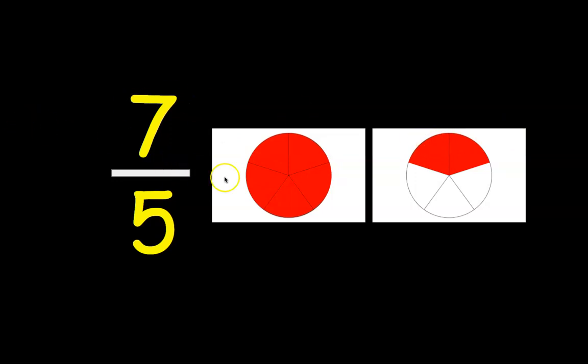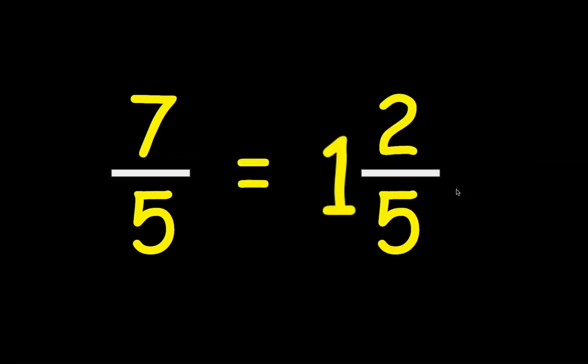So this pizza I won't write as 5/5. I'll write it as 1. So 1 whole pizza and 2/5. 7/5 equals 1 and 2/5.